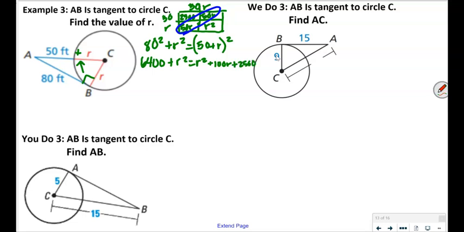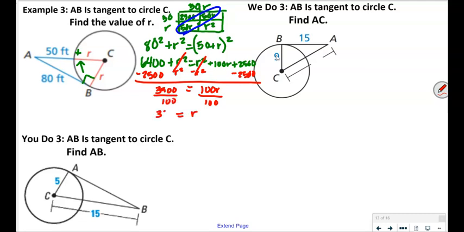So I'm going to see what I can simplify now. I can subtract R squared from both sides, because that's going to eliminate my R squareds, right? I can also subtract the 2500 from this side and the other side, right? So now we have 100R equals 6400 minus 2500, which is 3900. Got one more step, right? Divide by 100 right here. Okay, so that means R is going to be equal to 39.